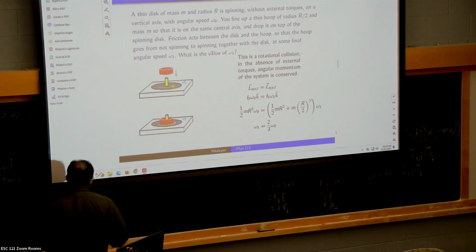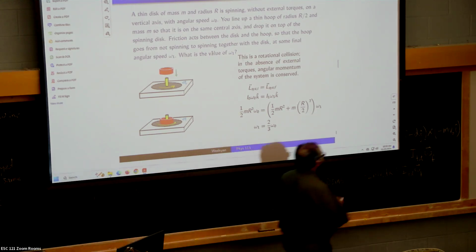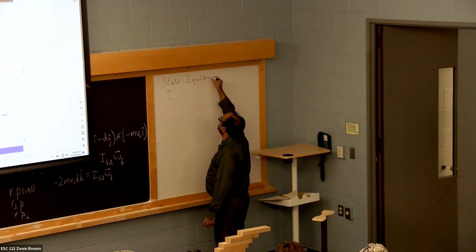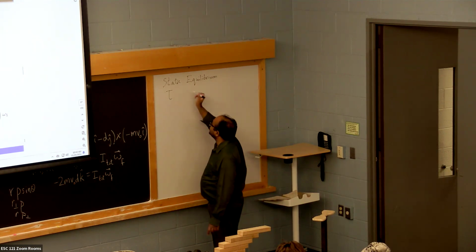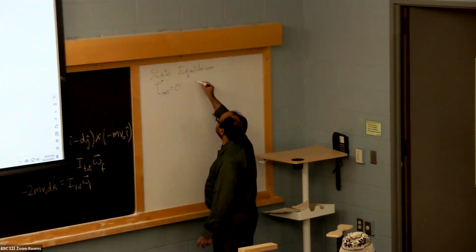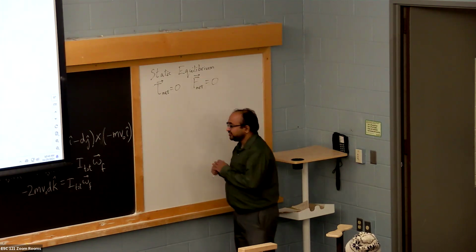Last bit for today. I'm not really going to spend any time talking about this, but you'll get some practice examples in your homework. Static equilibrium, we've mentioned this briefly before. So if you have a structure that is not accelerating and not rotating, then you can say that tau net equals 0 and F net equals 0. These are two separate conditions.